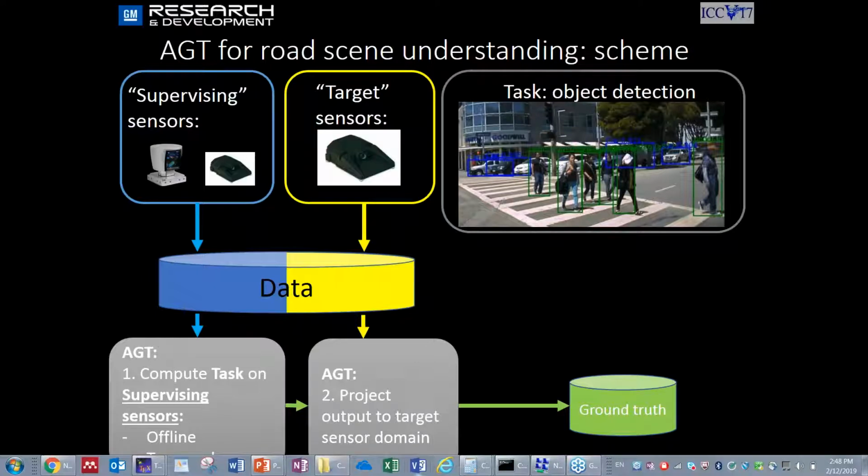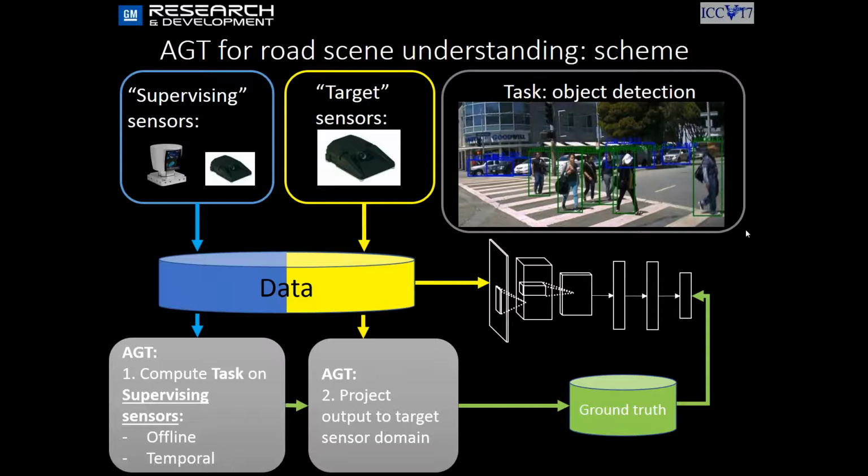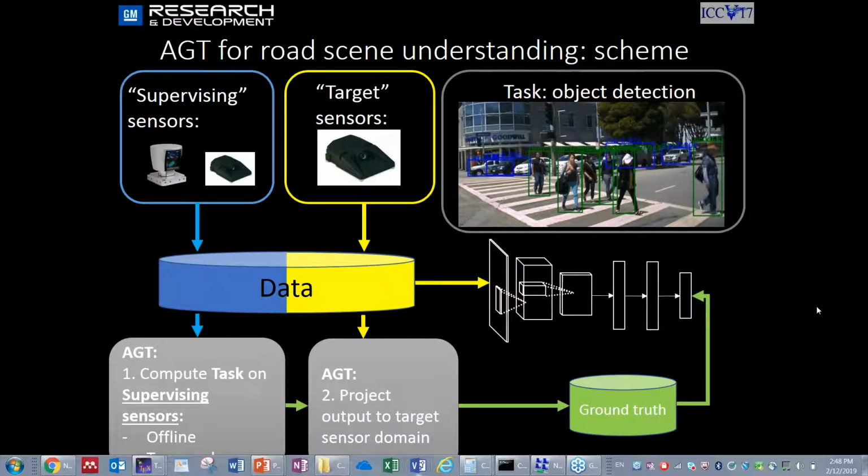Okay. So as I said, the second stage is to project the output that we got in the automated ground truth to the target sensor domain. In this case, draw these rectangles very nicely on the image. And then we just get data with ground truth. And we can use the ground truth together with the yellow part of the data, which is the target sensor, in order to train our network end to end. And as you can see, all this process did not require any manual label.